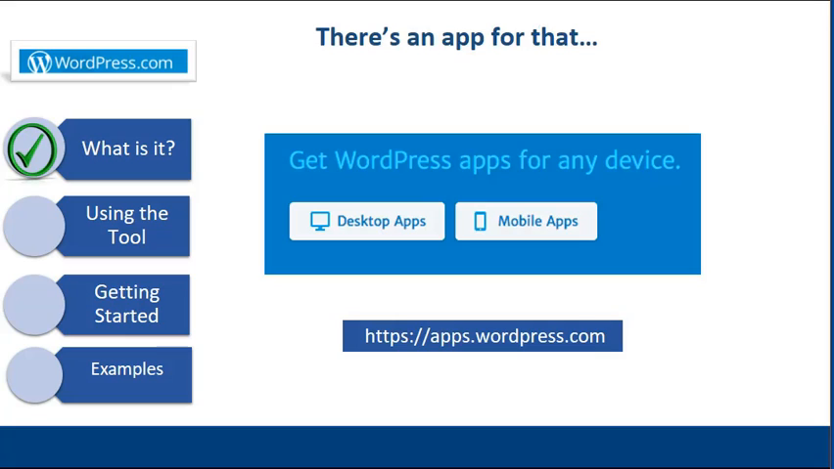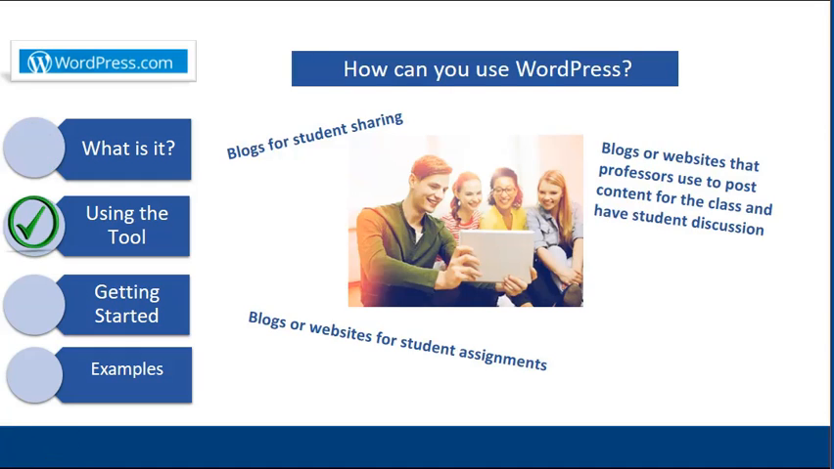In addition to using it on your computer, you can get an app for your desktop and an app for your mobile device for WordPress. Go to apps.wordpress.com.